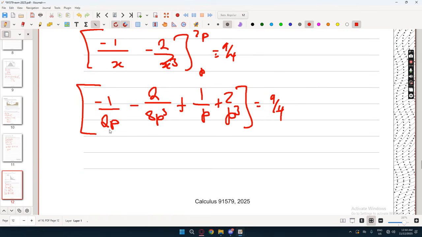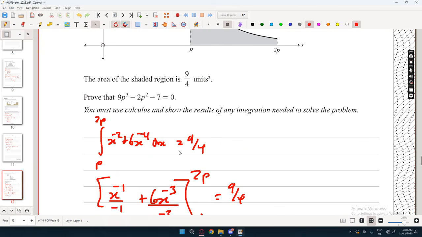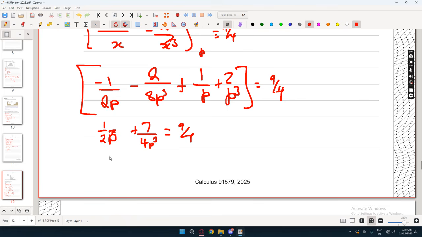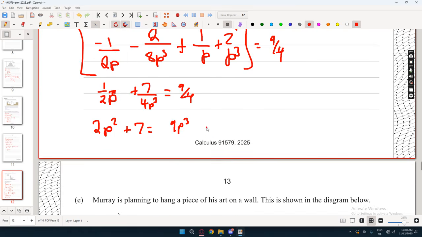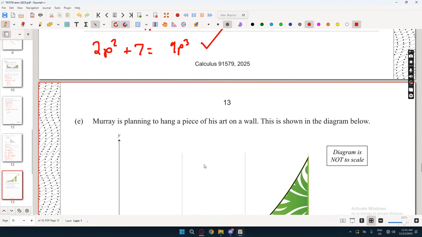equals 9 quarters. So negative a half plus 1 is a half on p, and then minus a quarter plus 2 is 7 quarters. So plus 7 on 4p cubed equals 9 on 4. Timesing everything by 4p cubed, we get 2p squared plus 7 equals 9p cubed. Is that what we're looking for? 9p cubed minus 2p squared minus 7 equals 0. Hooray! We did it right.